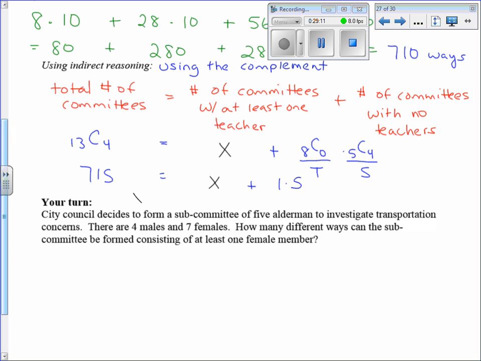So our x is equal to the total number of committees, which is 715, minus the number of ways of getting a committee with no teacher on it. And that gives us the same answer. But it was a lot less work. It just requires a little bit more logical reasoning to think your way through.